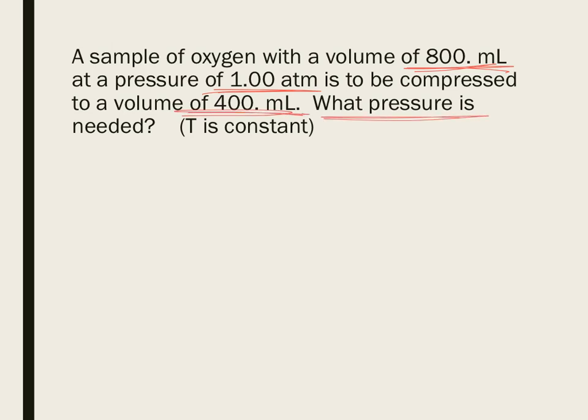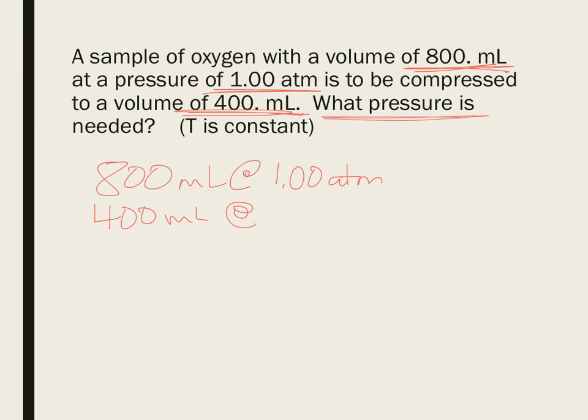What pressure is needed? So the first thing I'm going to do, which your notes has already done for you, is write down the information from the problem. 800 milliliters at a pressure of 1.00 atm is compressed to a volume of 400 milliliters at what is the new pressure? So here is my setup. Now, earlier we said Boyle's law looks like this: P1V1 equals P2V2. And so these are the initial pressure and volume and the final pressure and volume that we can just plug these numbers into.